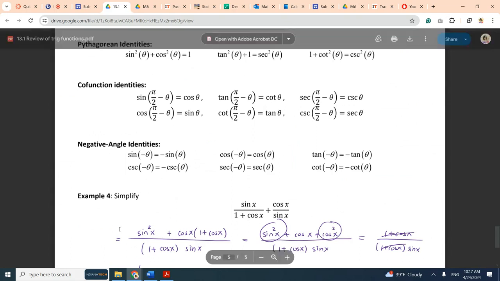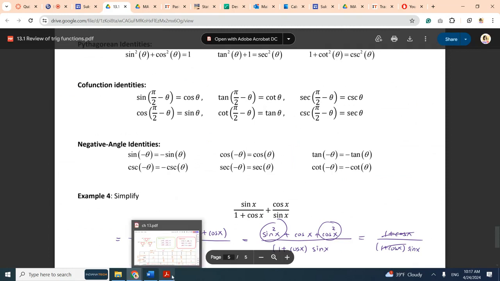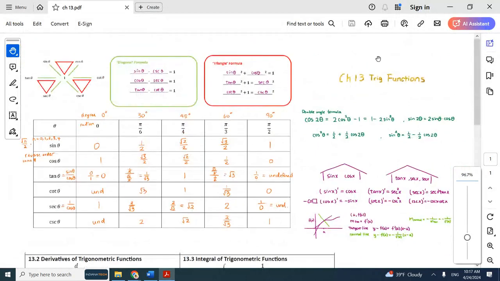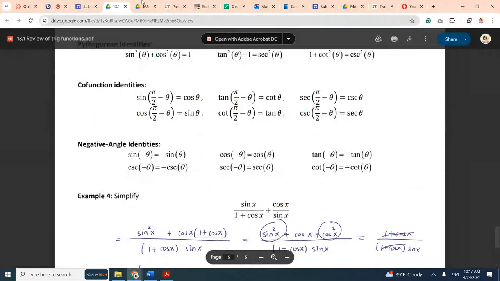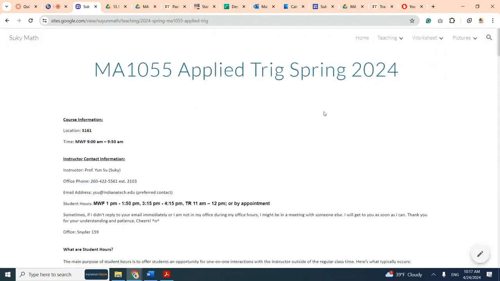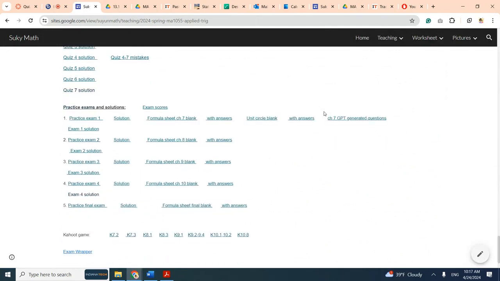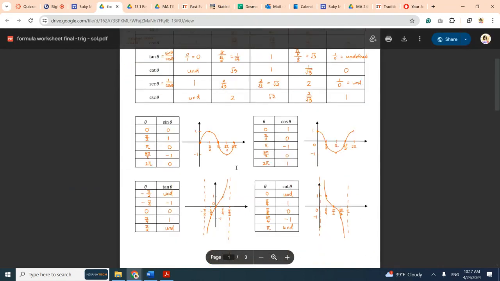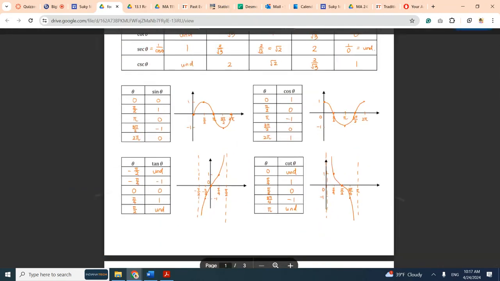Okay, let me see. Do I have the trig graphs here? Oh no, I don't have the trig graphs here. But on my website, you can go to my applied trig class, and then you can look at the formula sheet, blank. This has all the things we need.